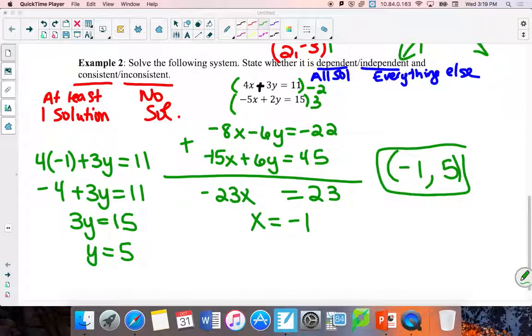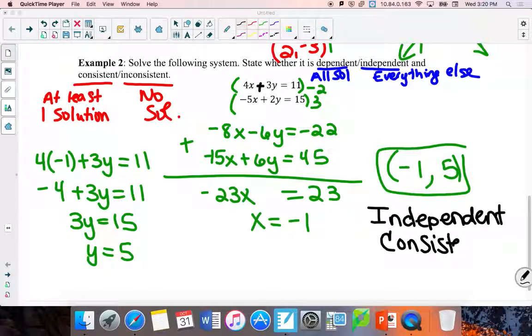Okay, so we know that this is a solution. We're going to find the ordered pair at negative 1, 5, where these two lines cross each other. So we would state that this is independent because it's not an all solution. And then when we look at our consistent versus inconsistent, this is going to be consistent because there's at least one solution. So just get comfy with that vocab. So on top of solving, we just have to actually add in also these independent, dependent, consistent, inconsistent.